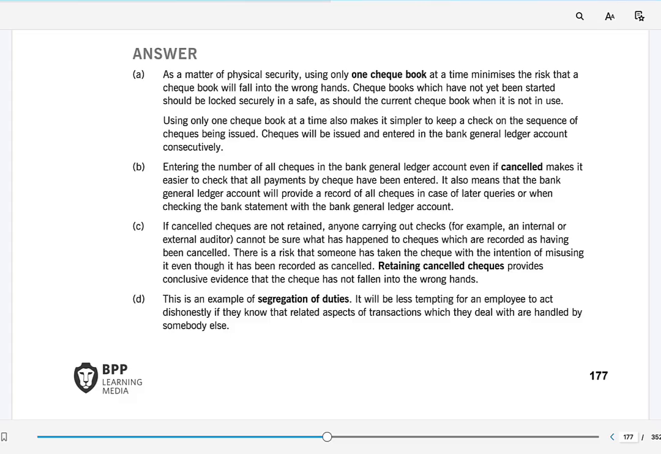But if two people are involved, fraud becomes harder. The second person can notice unusual payments. The second person can ask questions. The second person can refuse to record something that looks wrong.